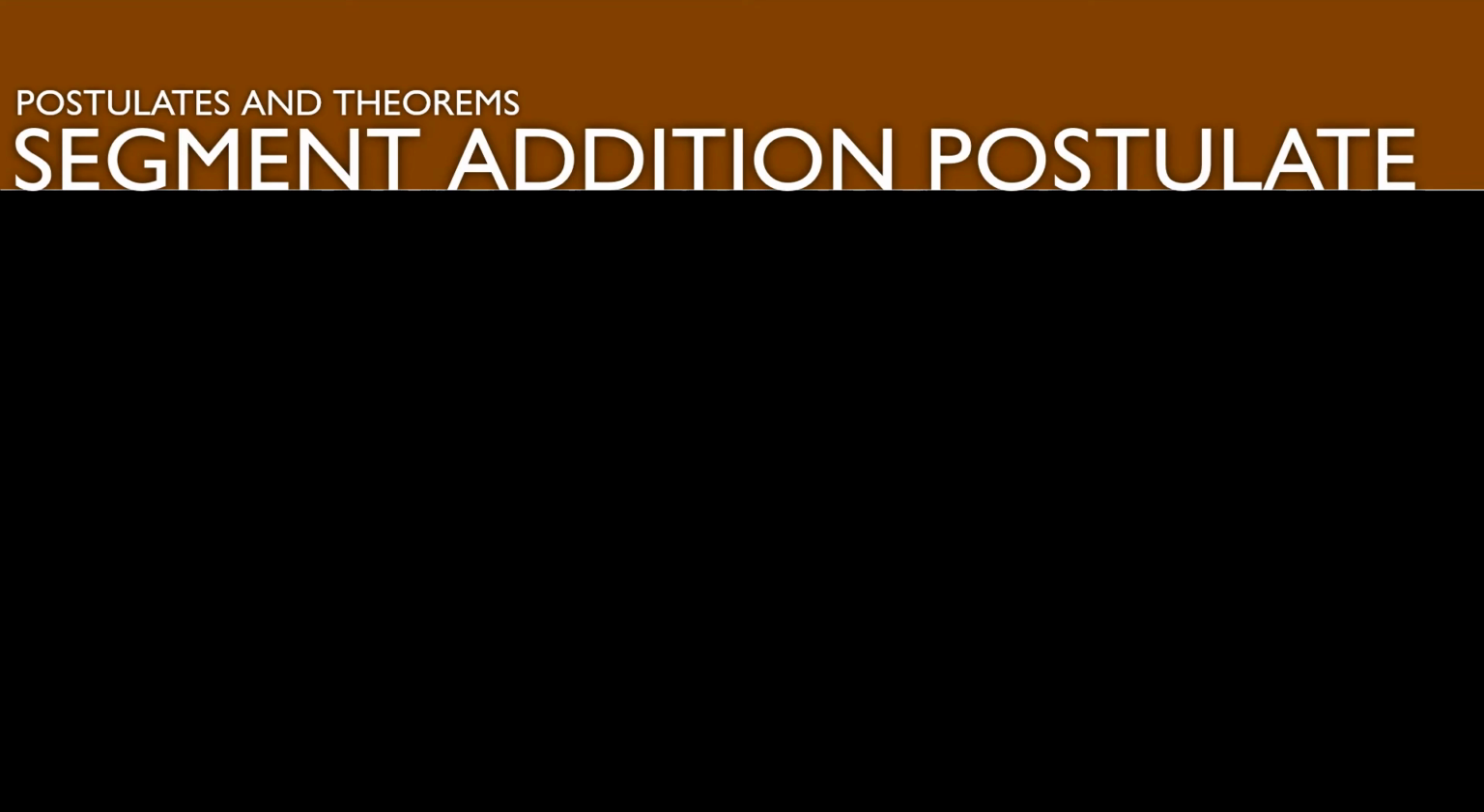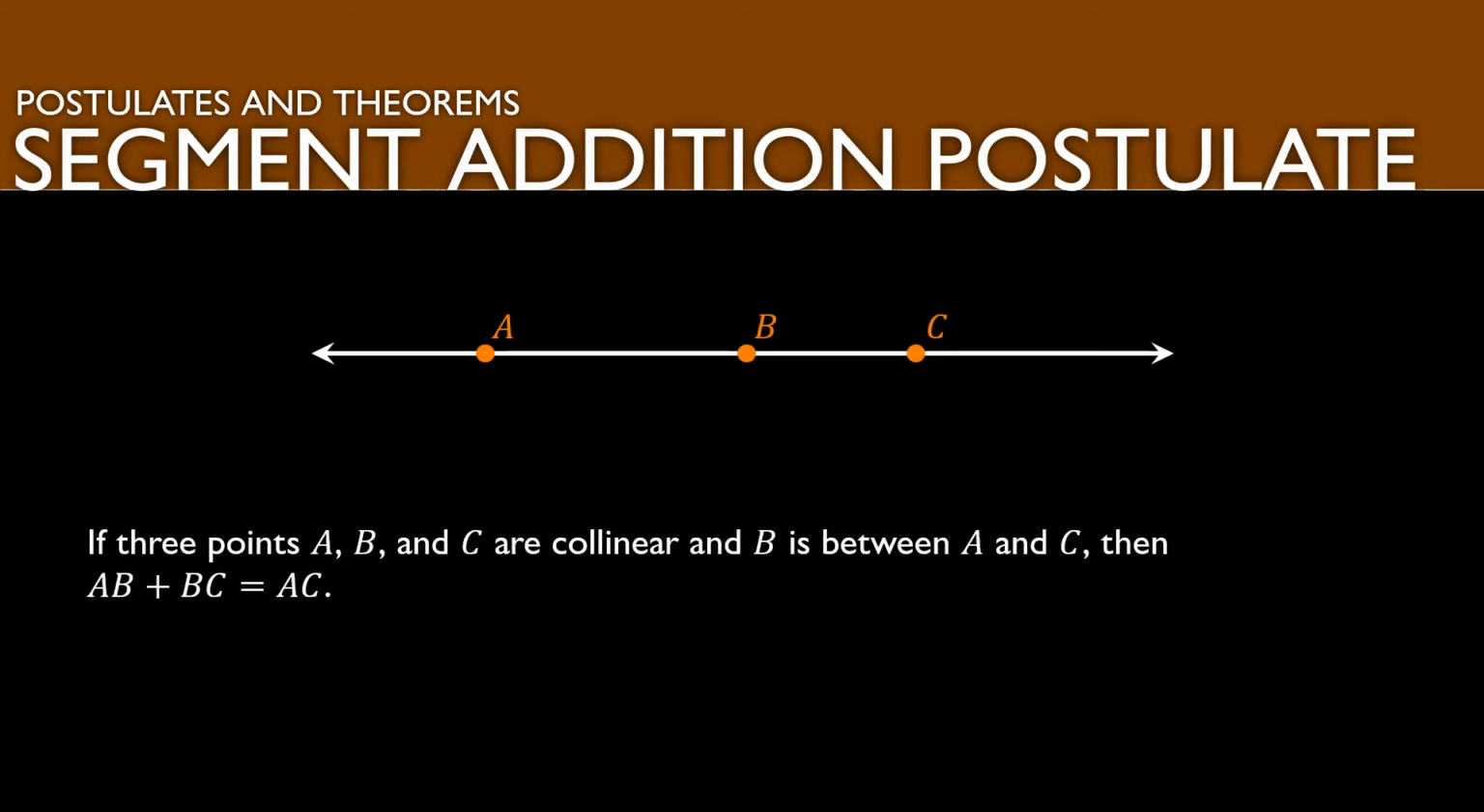Our next postulate is the segment addition postulate. This states if 3 points A, B, and C are collinear and B is between A and C, then AB plus BC equals AC, or the distance between A and B plus the distance between B and C is equal to the distance between A and C. And you can see on our example here that that's exactly what happens. We can drop down that AB segment and we can drop down that BC segment, and we can see that if we combine them together, we end up with something that looks like AC.